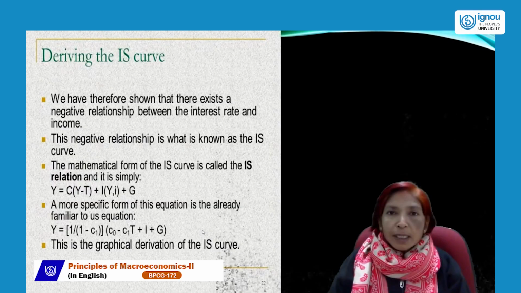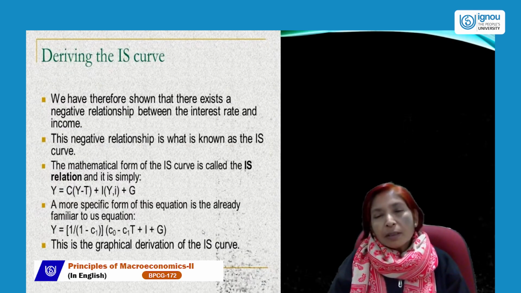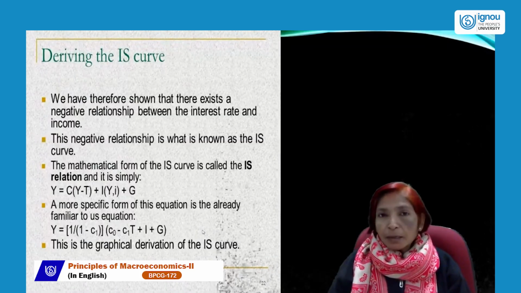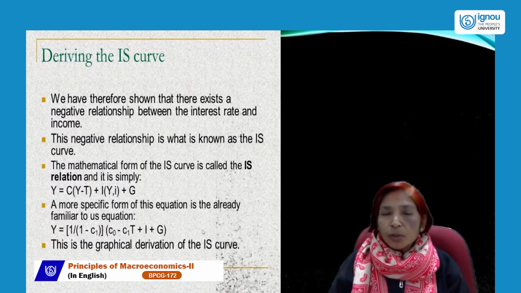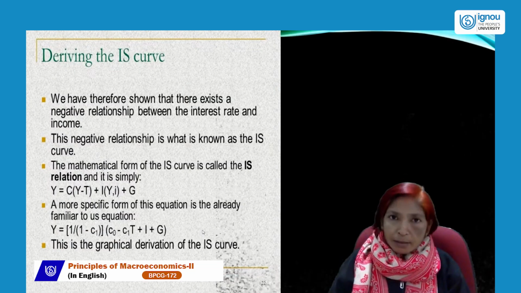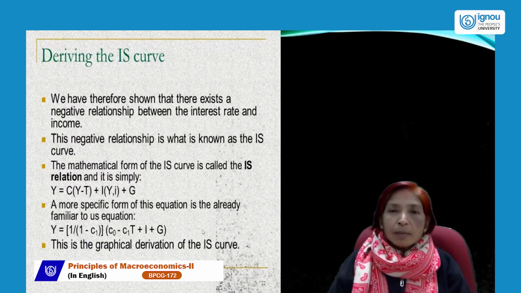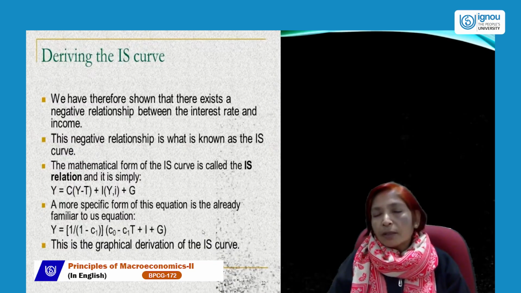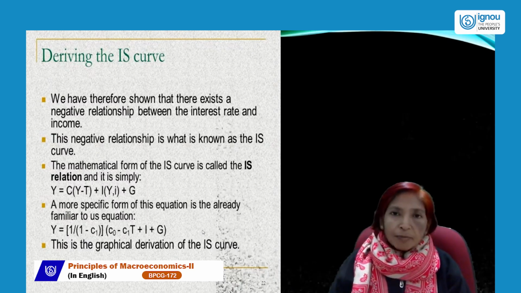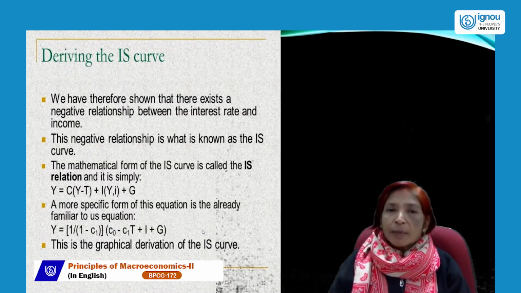Y equals C. C represents consumption, and consumption depends upon disposable income. And disposable income is that income which is received by a consumer or any person after paying direct taxes. I represents investment, which mainly depends upon the rate of interest. Investment is a function of the rate of interest, and consumption is a function of the level of income. And G is government expenditure.